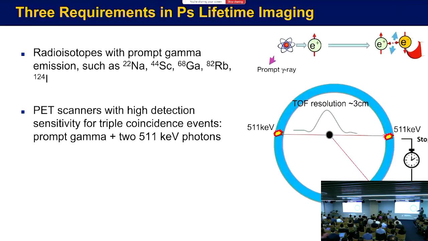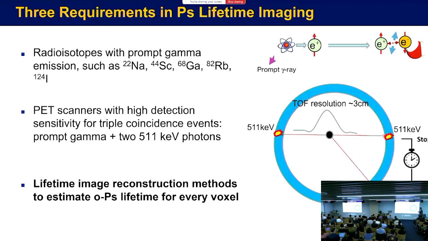And by measuring the time difference between the prime gamma and the 511 keV, we will get the time delay, and by using those two photons, we can reconstruct the spatial distribution. And this is really pretty much solved by the development of long-axis field of view scanner that Simon described yesterday. So the total body scanner that's being used for this purpose. My talk is going to focus on the third component. It's really how we reconstruct the image and get the spatial distribution of the Positronium lifetime.